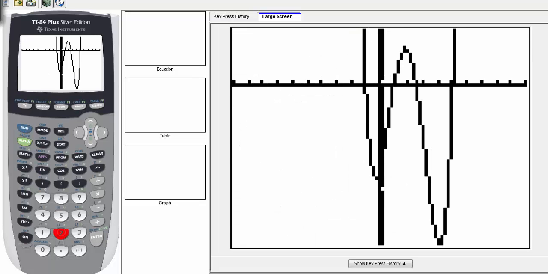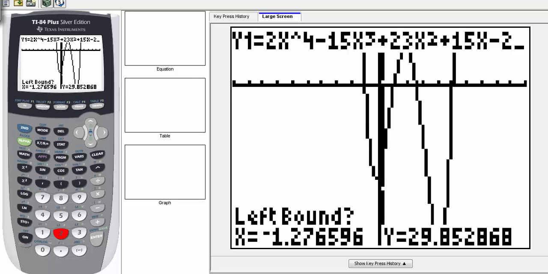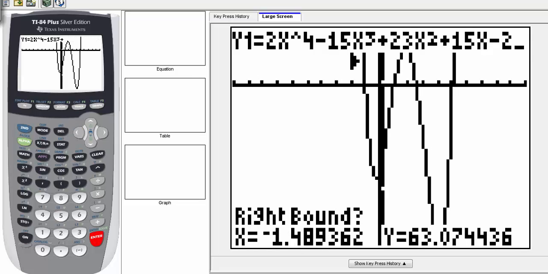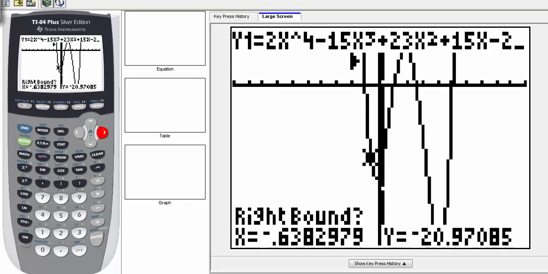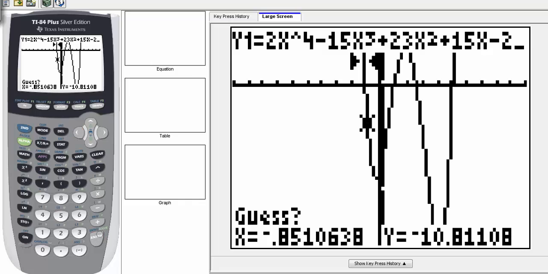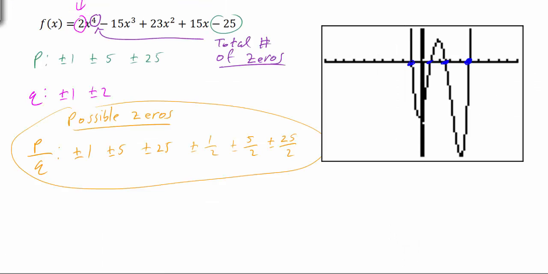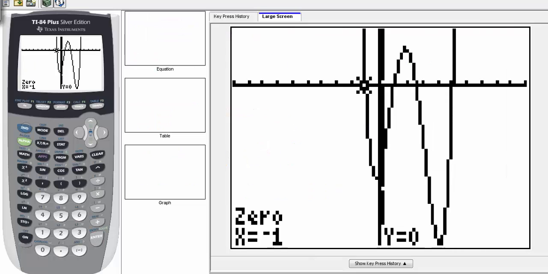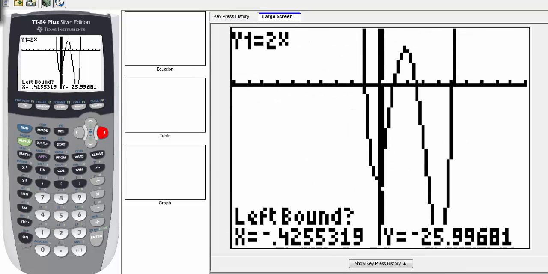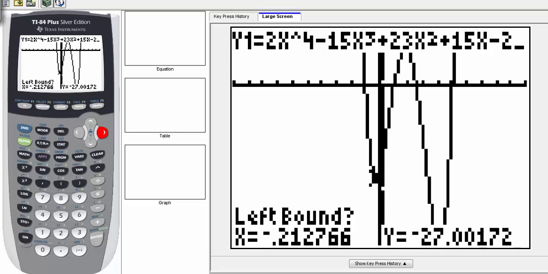Second, calculate. So here I need to move to the left, hit enter, move to the right, make sure we go to the right. So here we are to the right of this point, my right bound, and then we want to guess. And notice we get x equals -1. So x equals -1.